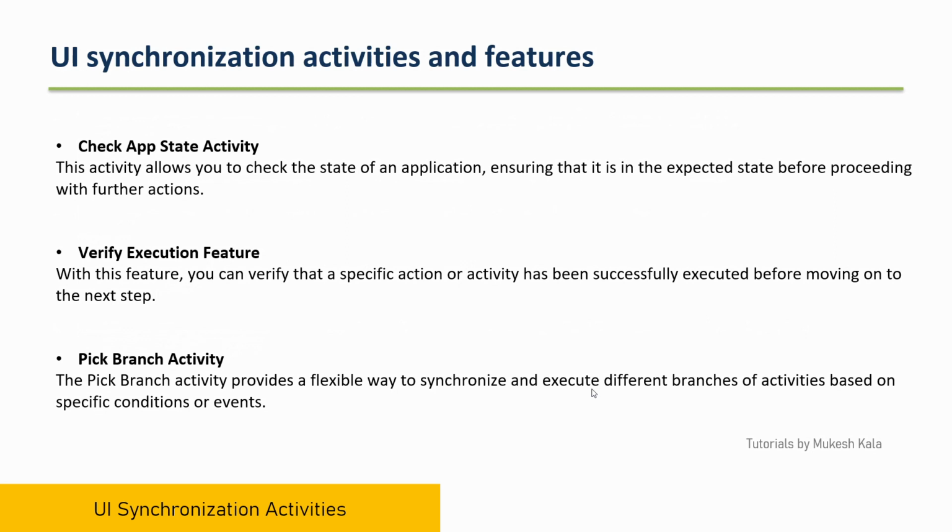So these are the 3 activities, only 3 activities available in UiPath to take care of the UI synchronization. Let's focus on the first one, which is the check app state activity. This activity allows you to check the state of an application, ensuring that the expected state is available before you do any set of actions. This might sound a little confusing. Let's go to our UiPath Studio, try to create an automation, and then we would see how this activity can be utilized. So let's go back to our UiPath Studio now.